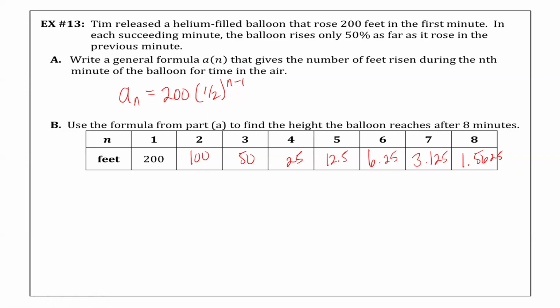All right, so now that we've risen here, it's saying use the formula from part A to find the height the balloon reaches after 8 minutes. So this isn't the height of the balloon. This is how much it has gone up. So to find the height of the balloon, it would be the sum of all of this. In terms of minutes, it would be us adding all of this up to figure out how high the balloon has gone.